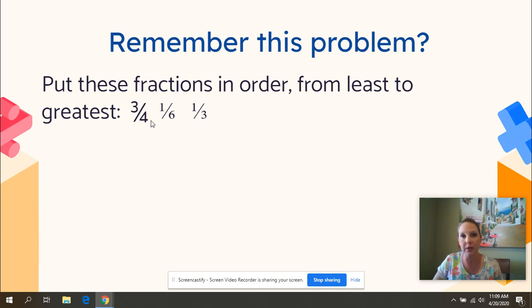However, 3/4 is greater than 1/2. It takes 2/4 to make an equivalent fraction to 1/2, so 3/4 would be greater. The correct order of these fractions is 1/6, then 1/3, and then 3/4.